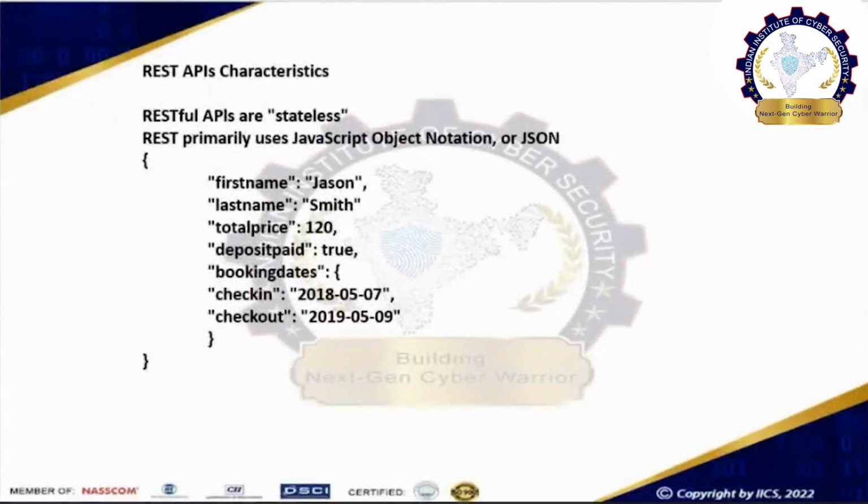In the next slide we have the simple REST API characteristics. We can see what a REST API is and how it looks. REST APIs are stateless, which means that if you are visiting a website, you have to submit each and every parameter every time. It cannot store any cache. We can see it's in JSON format. Take an example where you log into some website. These are the payload, the things that go to the server: first name, last name, total price, deposit true, booking dates, checkin and checkout. It's a placing-order request. This is the basic structure of an API.